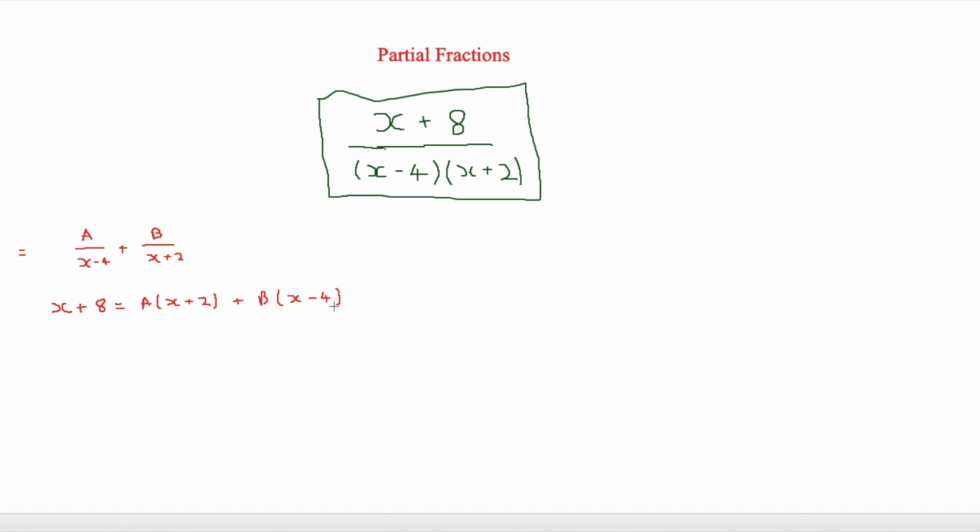Now the next step is we have to cancel either A or B to find the other one. So we're going to cancel A first of all, and we're going to therefore let x equal minus 2. Now x is equal to minus 2 because if we do minus 2 plus 2 we get 0, which means that A is going to cancel. So then we just have to sub it in. So minus 2 plus 8 is equal to 6, and then minus 2 minus 4 here is going to be equal to minus 6B. Therefore B is equal to minus 1.